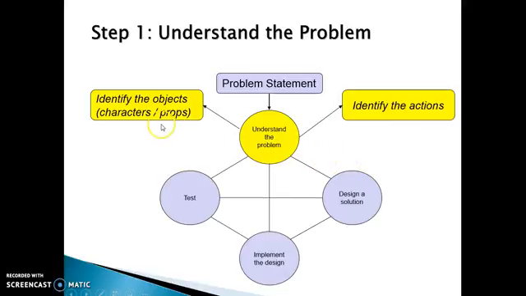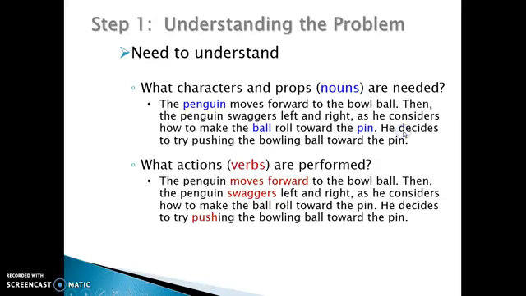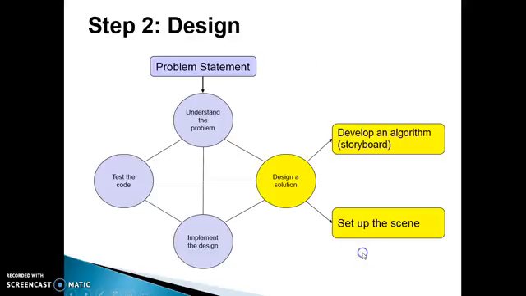And there are 2 parts. We're going to identify the objects: what are the characters, what are the props? We're going to identify the actions that they do. We talked about this a little bit in class, the nouns and the verbs. This is a great way to break it down. The nouns that we saw in the problem were the penguin, the ball, and the pin. The verbs are things like moves forward, swaggers, and push. Later on when you take a look at the pin, you'll add more verbs. So these are going to be our characters, and these are going to be our methods.